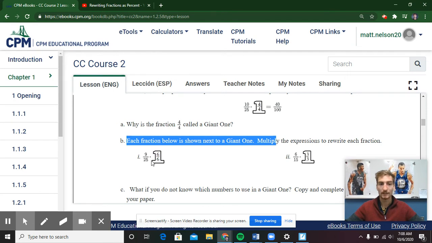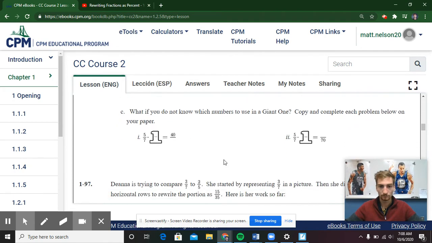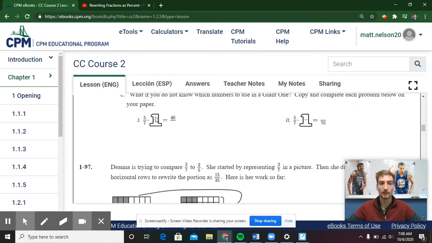9 over 25 multiplied by 6 over 6. All right? Multiplying by 3 over 3. Your fraction that you're multiplying by, if it's the same number on the top as the bottom, it's going to be equivalent to 1, and therefore you're going to end up with an equivalent fraction. And now here, you're going to actually fill in what you would have to multiply 5 by to get to 40, and then multiply 7 by that same number to get to your denominator. And here you multiply 7 by what to get to 70, and then multiply 5 by that same number to get to your numerator. Just remember the fraction has to be equivalent to 1.